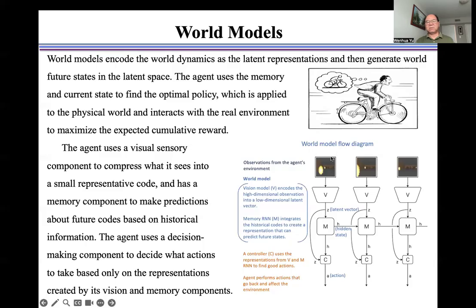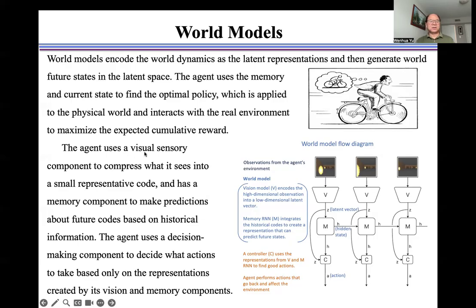Here is a model flow diagram. This is the observation. This is the vision model. This is a memory model. This is a controller C. This is output action A.